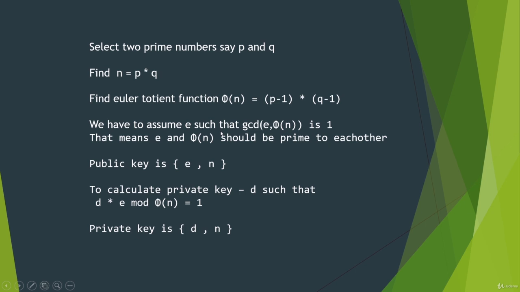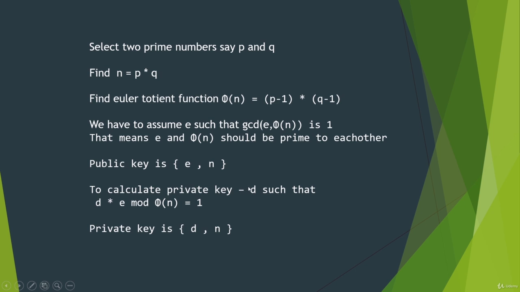We have to assume a value e such that the GCD of e and phi of n is 1. That means the greatest common divisor should be 1, so there must be no other number that divides both e and phi of n, which concludes that e and phi of n should be coprime to each other. So we assume e such that it is coprime with phi of n, and the public key is e comma n. This pair is called the public key, and then we need to calculate the private key.